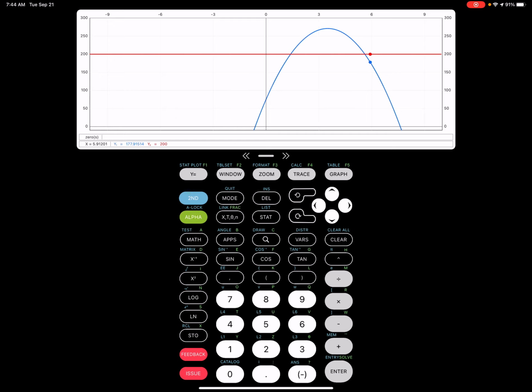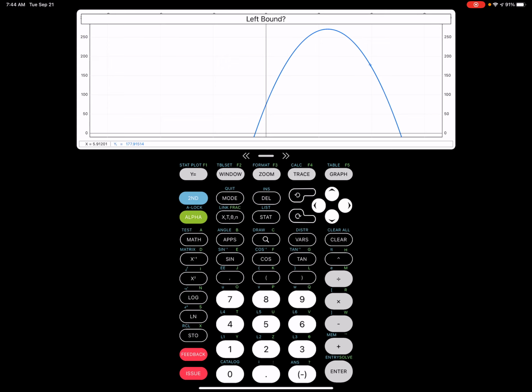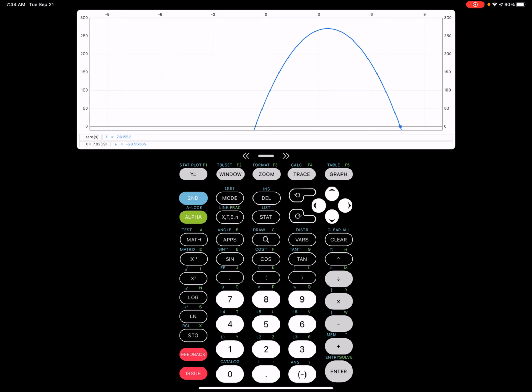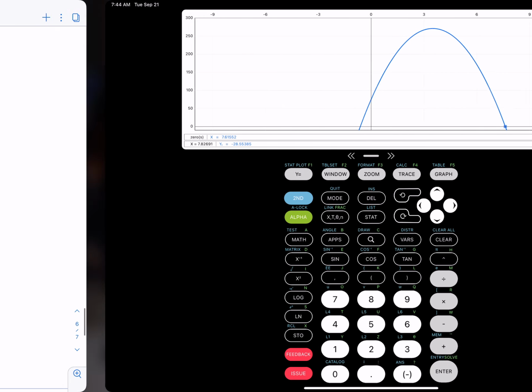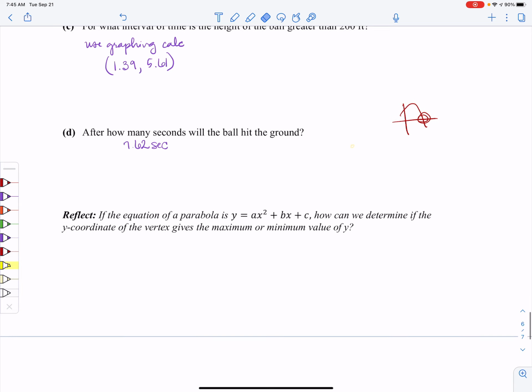And okay, so on my app then, it's not liking that I have two different equations, so I need to get rid of my 200 equation before I do this. So back to second trace, go to 0. Sorry, and I was doing it in the wrong spot anyway. So go down close to the 0. I'm on the left side of the 0, so I'm going to push enter. And then I'm going to go to the right side of my 0, push enter again. And you'll notice that my x value is at 7.61552. So at 7.62 seconds, the ball hits the ground.